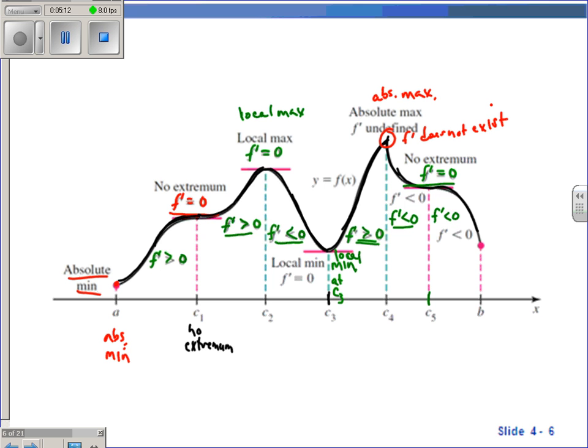Okay, and then finally the graph ends by falling down until it gets to the point where x is equal to b. So we have our derivative is negative there, and we have no local maximum or minimum at b, and there's no absolute minimum since we had it at x equal to a, we had actually a lower point. Okay, so look at all the local maximums and minimums, and look at the absolute maximum and minimum. Look at where the derivatives are positive or negative, and correlate that with the graph.